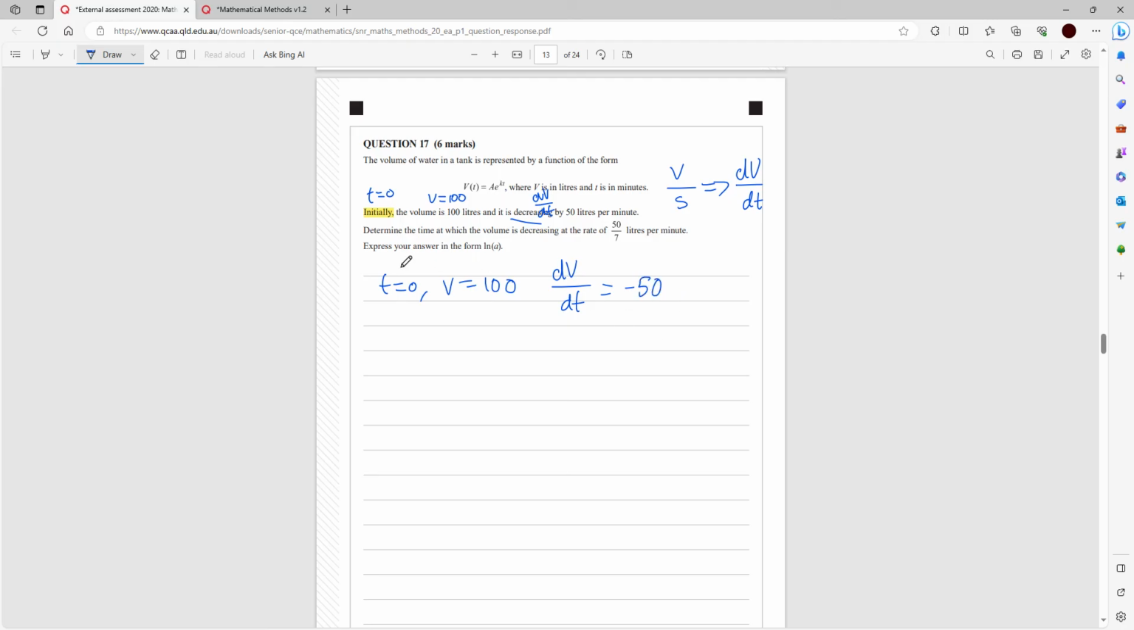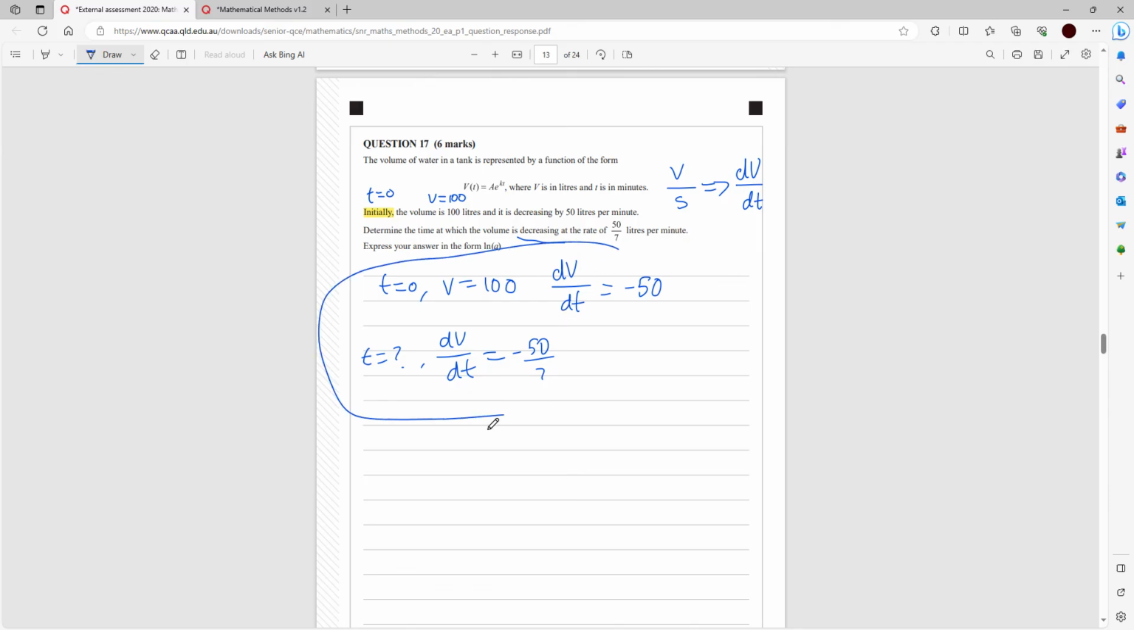Okay? So I got all that information from that little sentence there, which is going to help us so much later on. Identifying the stuff like that straight up helps you much later in the question. Now, express the time when the volume is decreasing at a rate of this. So we're looking for the time when dv dt is decreasing, so negative 50 on 7. And that's my question pretty much.